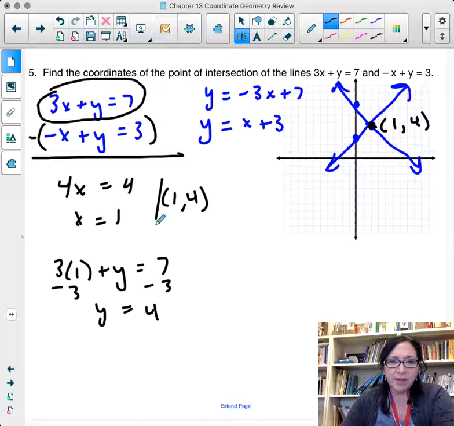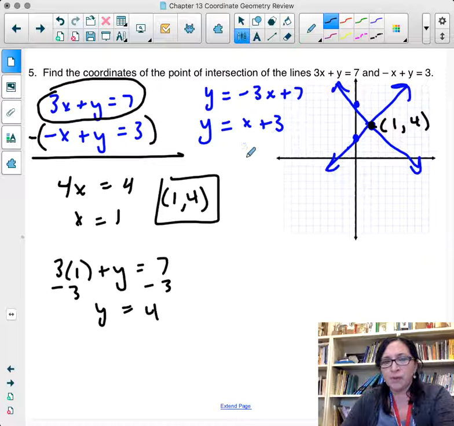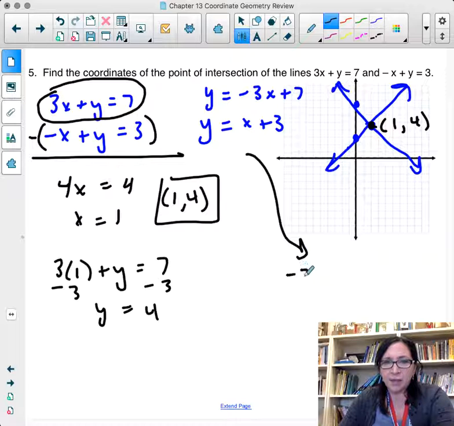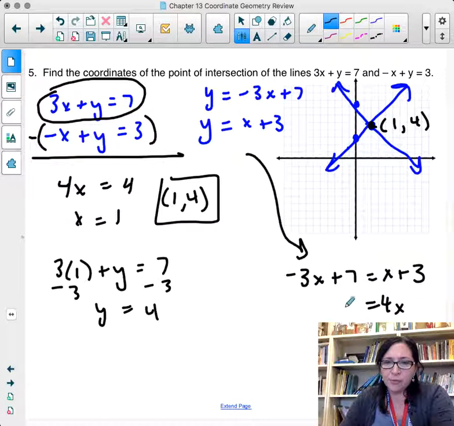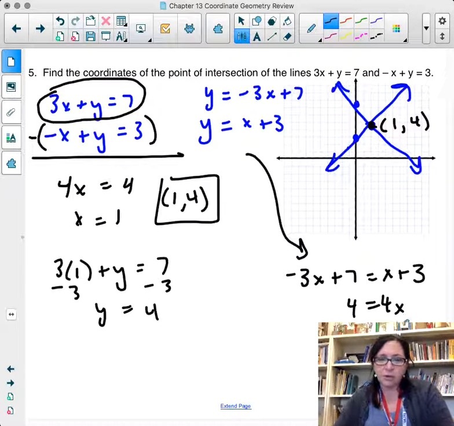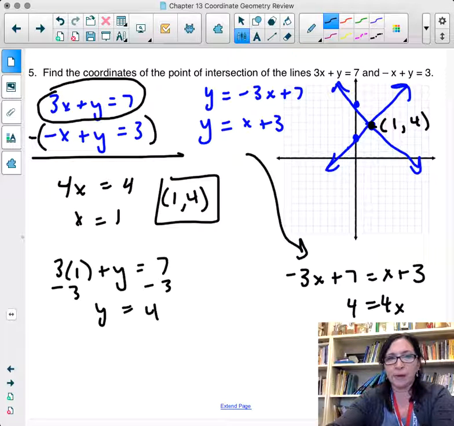Another way of solving this could have been, see how I solved for y on both of these equations, to graph? Because y is equal to y, I actually could set these equal to each other. So let's say add 3x, I'd get 4x. Subtract 3, I get 4, and I get x equals 1 again. So you definitely have options of solving this, but that's just one way of doing that.